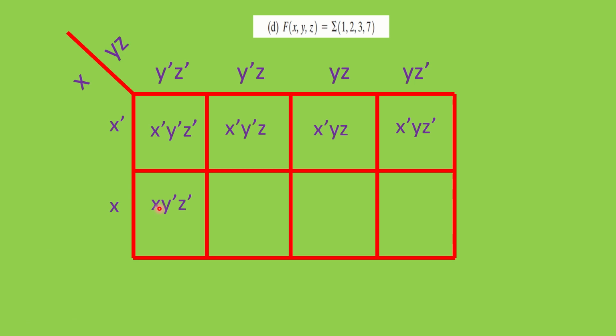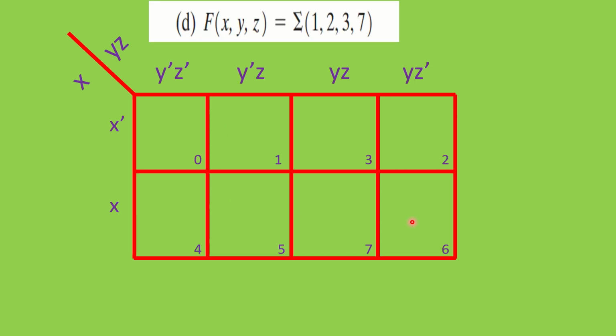For this cell it is xy'z'. For this cell it is xy'z. Then for this cell it is xyz. For this it is xyz'. These minterms are now replaced by their equivalent decimal values. So it is 0, 1, 3, 2, then 4, 5, 7 and 6.